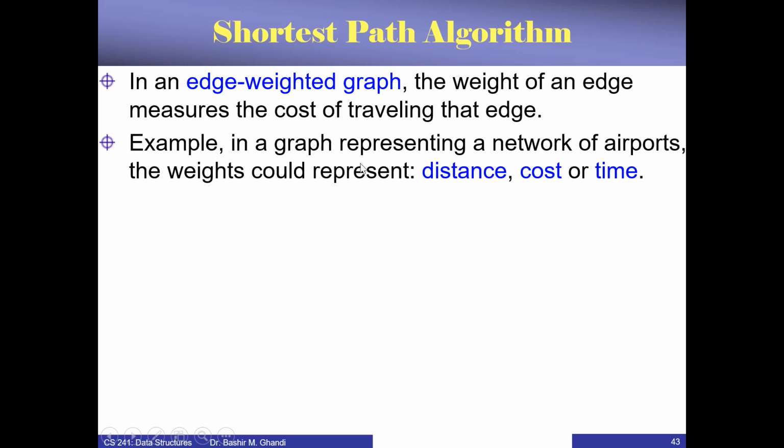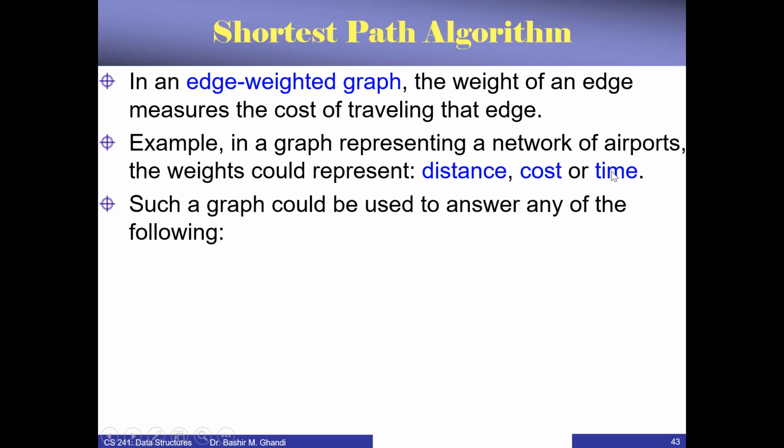So for example, in a graph representing a network of airports, the weight that is attached to an edge could represent either distance from one city to another, or in terms of money, how much it will cost you to go from one city to another, or time, how long it will take you from one city to another. So the value you attach to the weight could differ, but in all cases, the objective is to find the shortest path.